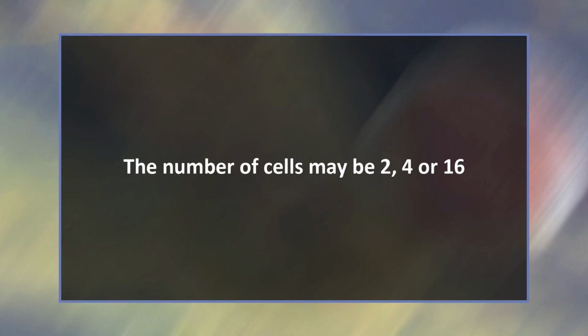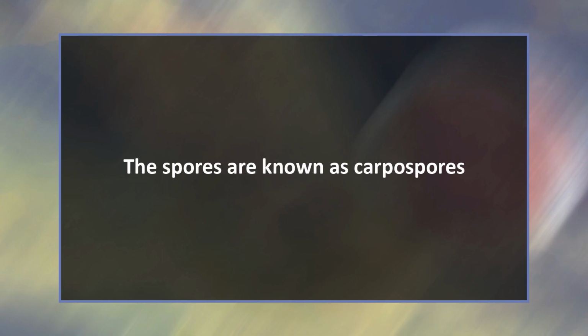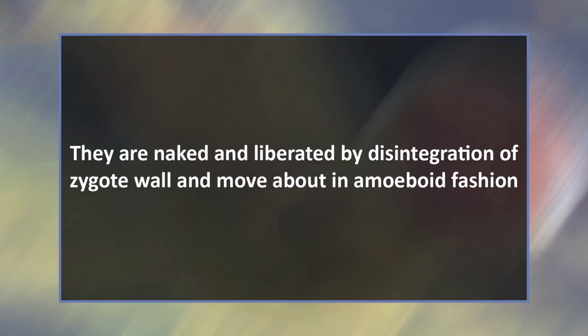In subclass Bangioideae, the zygote divides by vertical and transverse divisions. The number of cells may be 2, 4, and 16. The spores are known as carpospores. They are naked and liberated by disintegration of the zygote wall and move about in amoeboid fashion. The first division of the nucleus of the zygote is reductional. In subclass Florideae, the carpospores develop indirectly from the zygote.